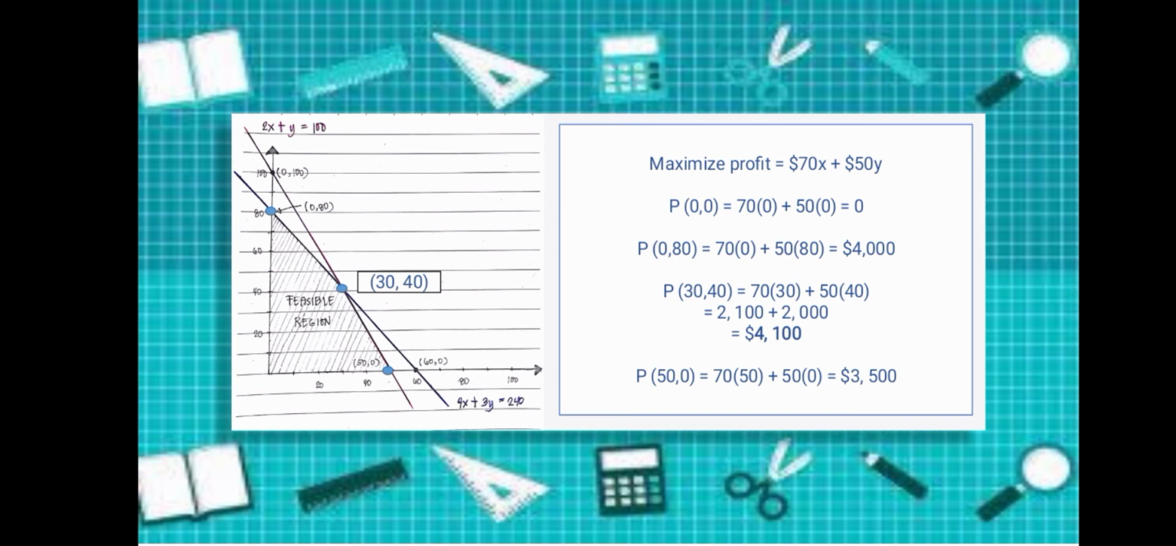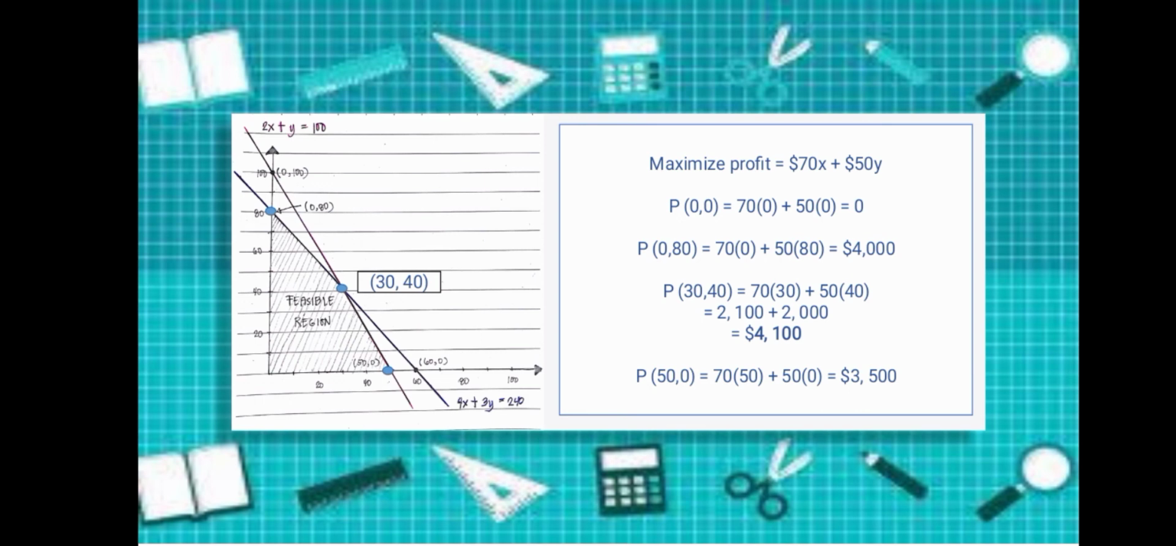So for point 0, 0, x is 0, y is 0, then 70 times 0 plus 50 times 0 is equal to 0. Then ating point order pair na 0 at saka 80, x is 0 at saka yung y natin is 80. So 70 times 0 plus 50 times 80 is equal to 4,000. Then yung pangatlong order pair natin, yung 30 at saka 40: 70 times 30 plus 50 times 40. So 70 times 30 is 2,100 plus 50 times 40 is 2,000, is equal to 4,100.